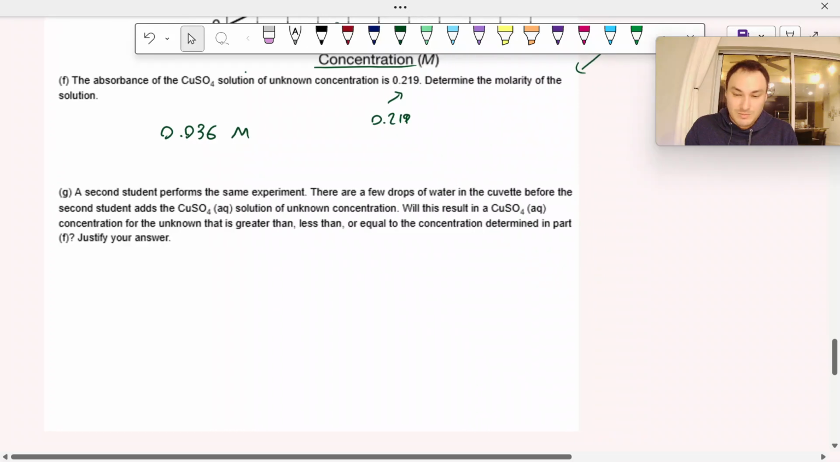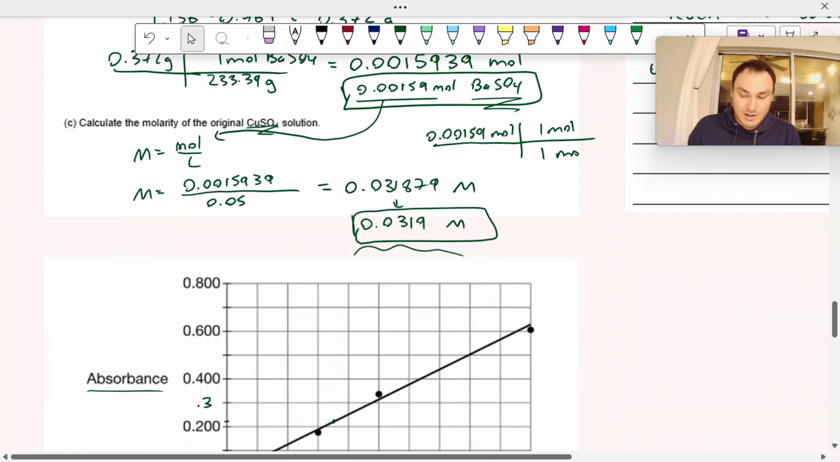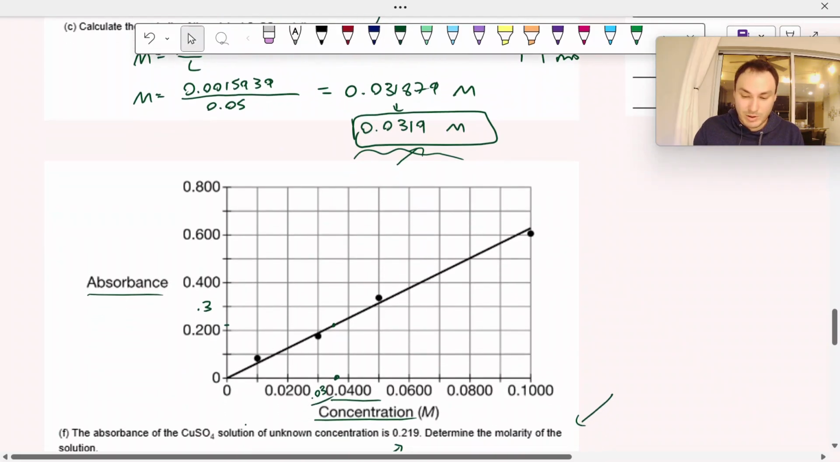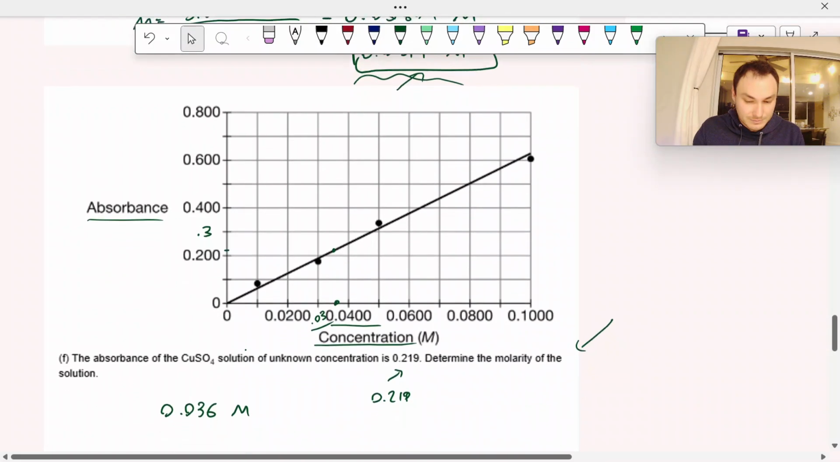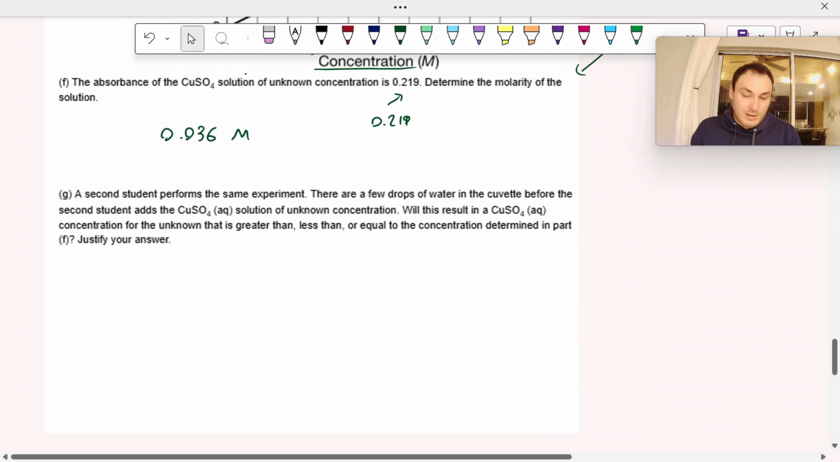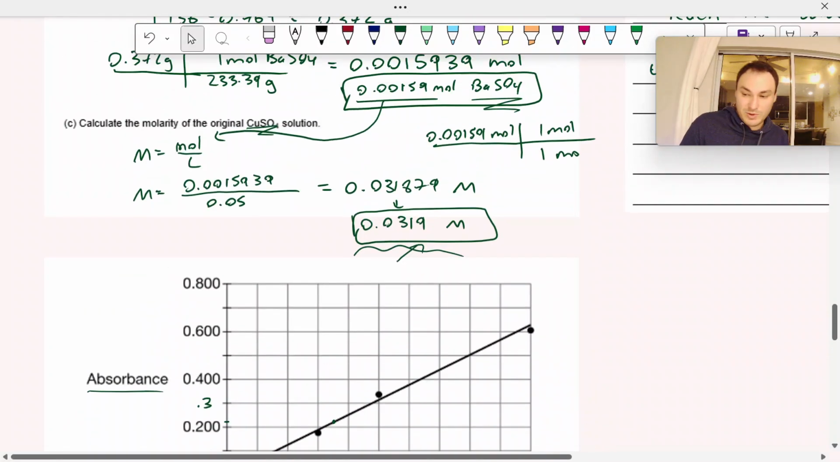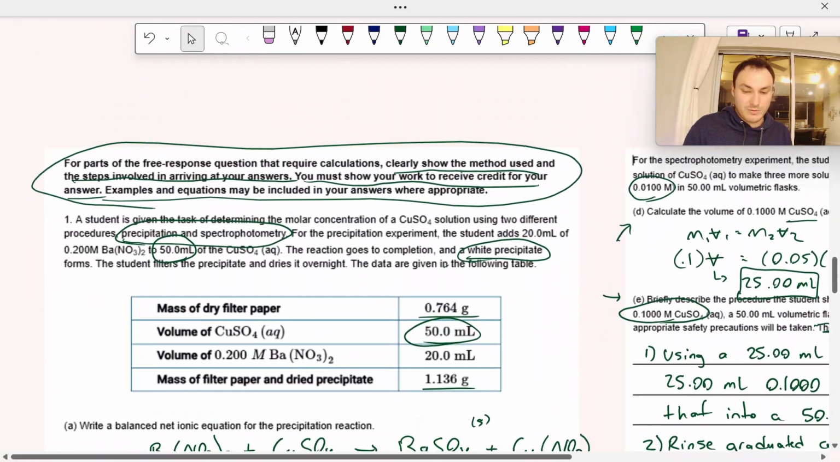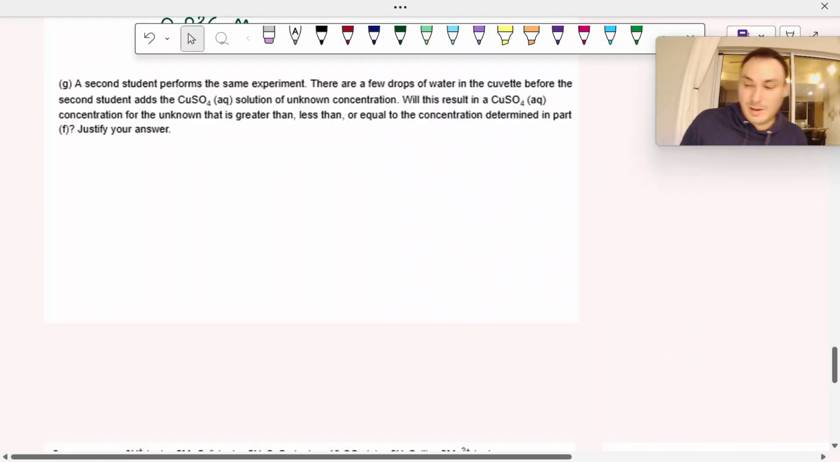Actually, what did I say for my other solution? I said 0.0319 molar with the precipitation reaction, so I'm in the right ballpark, and 0.036 with spectrophotometry. So we got a similar concentration in the two ways. That's what this question was about, finding the concentration of an unknown solution in two different ways. All right, I'm dragging on.